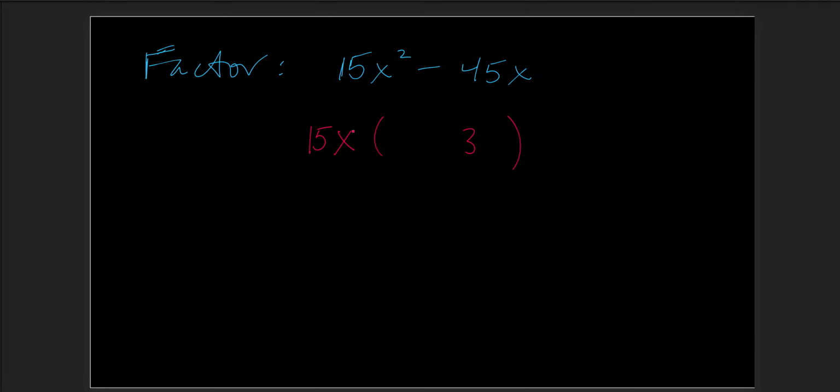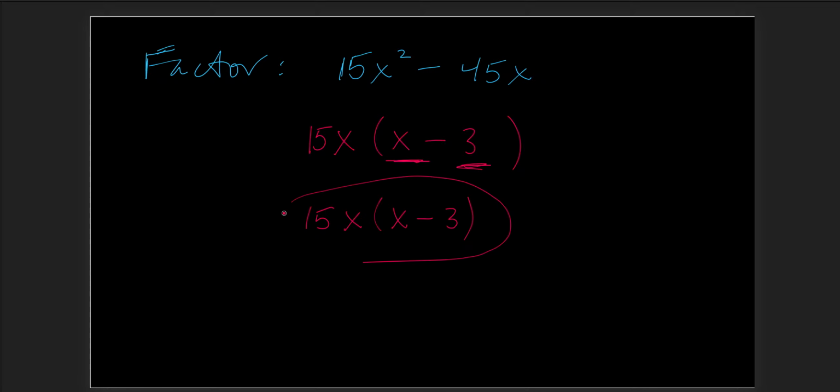Now what I do to write what's left is 15x times something is going to give me 15x squared. And that's an x that's needed there. 15x times x is 15x squared. And then 15x times something is going to give me negative 45x. And I already have the x, so I need the 3 because 15 times 3 is 45, but this should be x minus 3 then. So just to write it neater, 15x times x minus 3 is the answer.